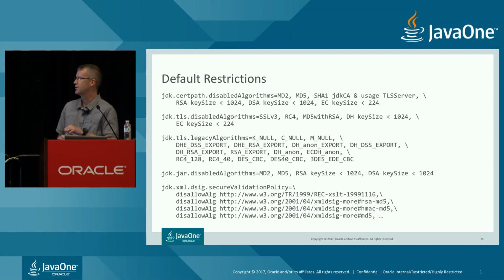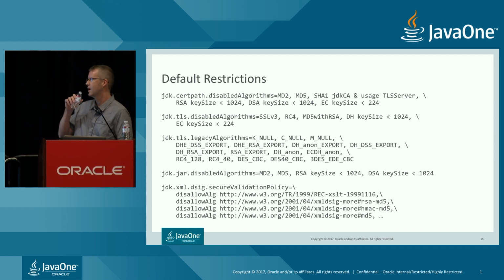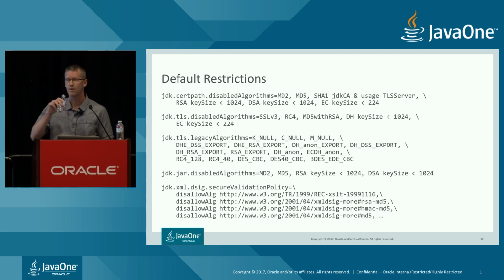So these are the default restrictions as of JDK 9 in the java.security file. The earlier releases should be pretty much the same, but I think there's a couple we're still in the process of backporting. I'm not going to go through this in a lot of detail.